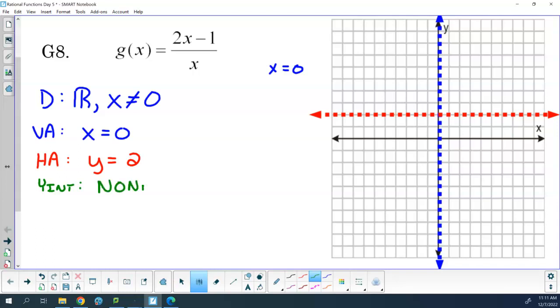Wait, so if there's a vertical asymptote at x equals 0, you can just automatically assume you're not going to have a y-intercept? Not assume. Automatically, you're not going to have one. You just know. Yep. No, no, because we can cross over a horizontal asymptote.